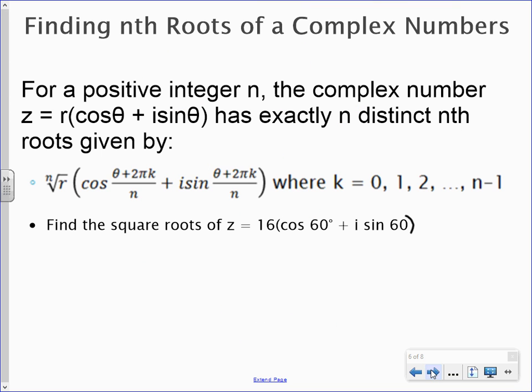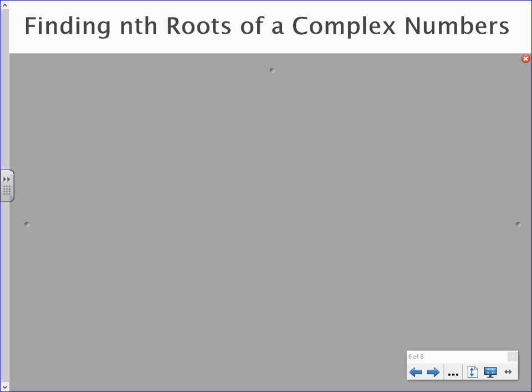Okay, so that's going to lead me into what we talk about next. We are going to find roots of complex numbers. Now, you have found roots before. What are the roots of 4? If you had x squared equals 4, and you square root both sides, what are the square roots of 4? Plus or minus 2, right?